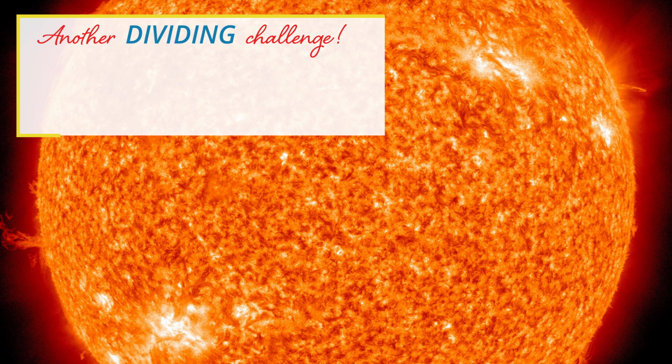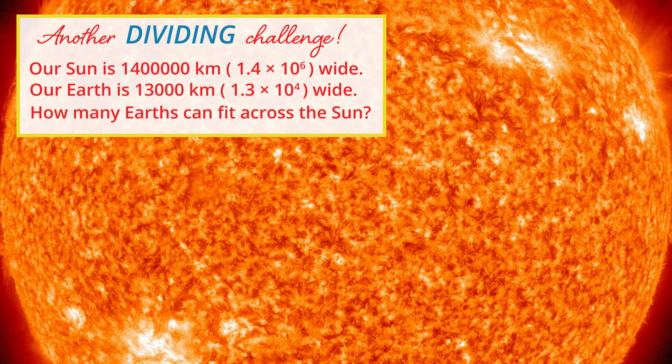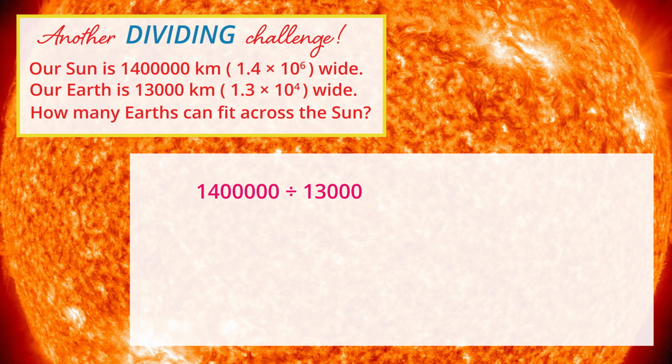Another bigger dividing challenge. Our Sun has a diameter of 1,400,000 kilometres. That is 1.4 times 10 to the exponent of 6. Our Earth has a diameter of only 13,000 kilometres. That's 1.3 times 10 to the exponent of 4. How many Earths can fit across the Sun? First, we'll use ordinary numbers to divide these. That's 1,400,000 divided by 13,000. That's approximately 108 Earths that can fit across the Sun.